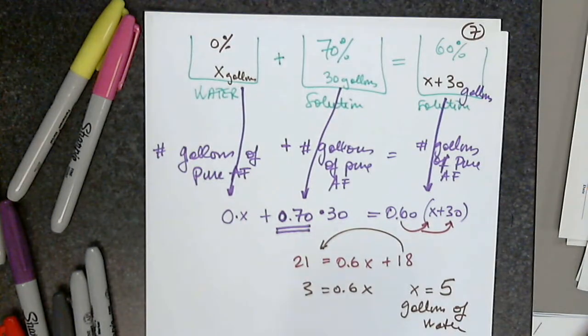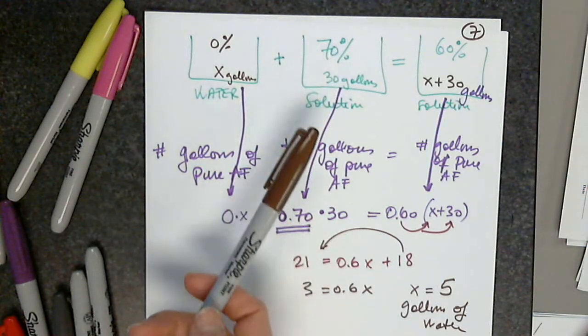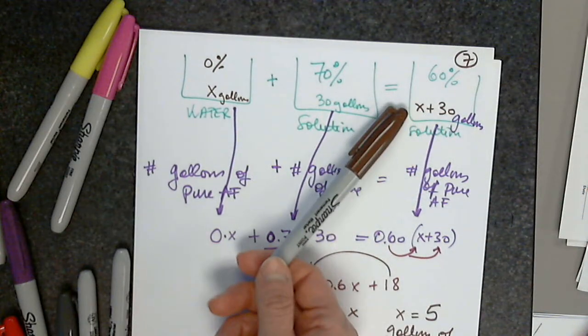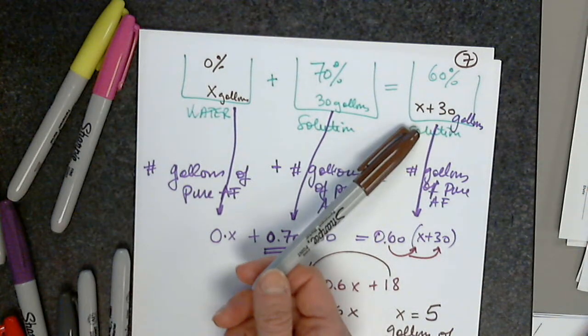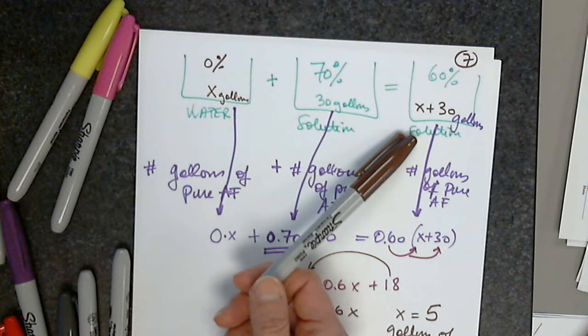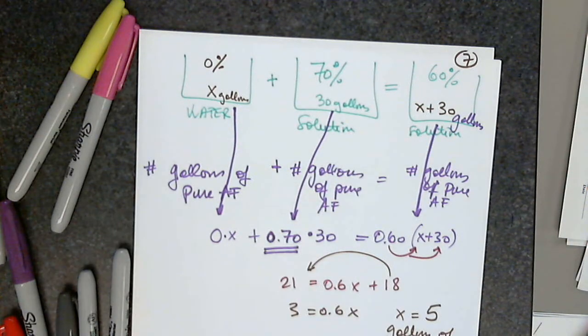So if to 30 gallons, 70% concentration in antifreeze, we add 5 gallons of water, we will get exactly how many gallons? 35 gallons of solution, with concentration of what? 60%. If we have 70% concentration, 30 gallons, and we add 5 of water, the resulting solution has lower concentration, of course, and more gallons. Okay, so let's look at a motion problem.